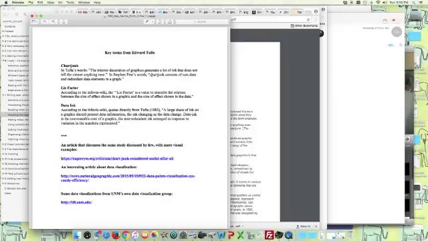Here are probably the 3 most famous terms that Edward Tufte is known for. The first is chart junk. In Tufte's words, this is the interior decoration of graphics that generates a lot of ink that does not tell the viewer anything new. In Stephen Few's words, chart junk consists of non-data and redundant data elements in a graph.